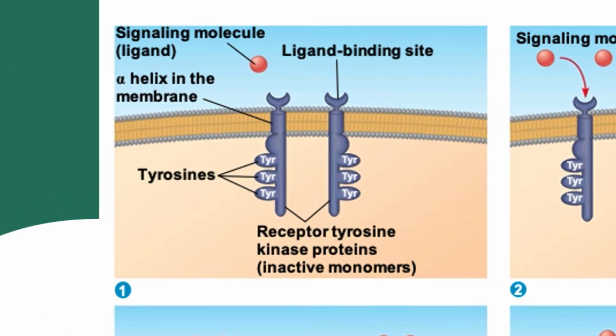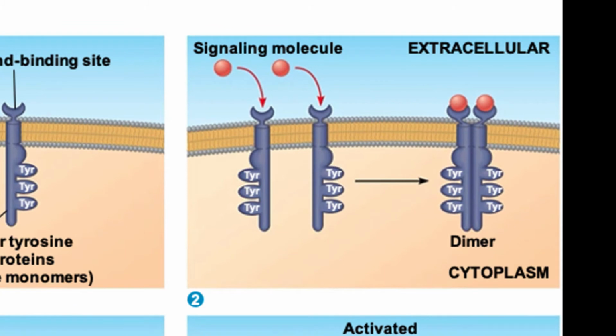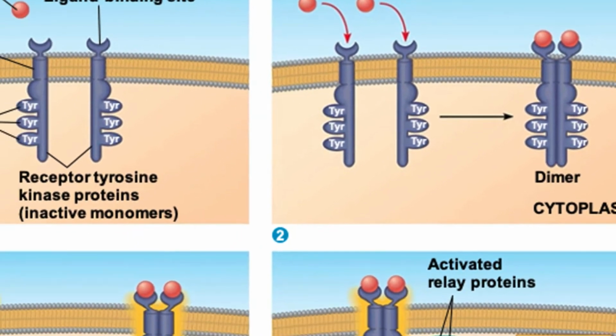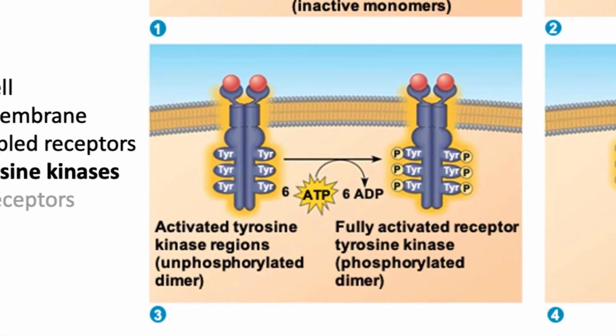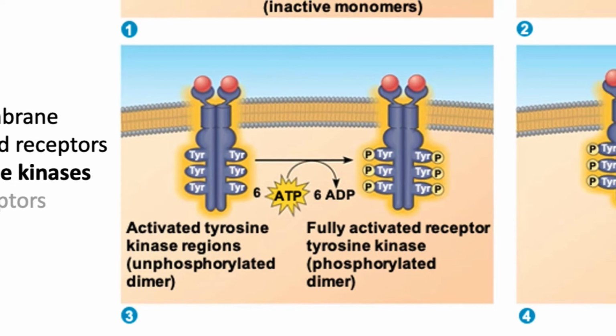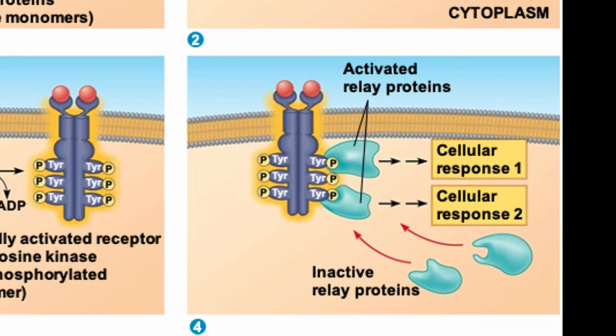Receptor tyrosine kinases usually exist as single units or monomers. When a signaling molecule binds to them, however, two receptor tyrosine kinases associate together into a dimer. This dimerization activates the part of the molecule that's inside the cell, allowing it to hydrolyze ATP into ADP, and in the process transfers the phosphate group onto the tyrosine residues. Once the tyrosine residues are phosphorylated, the receptor is active and can be recognized by relay molecules. These relay molecules take the phosphate and in turn become active themselves.